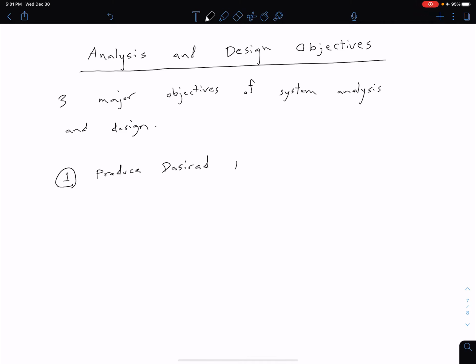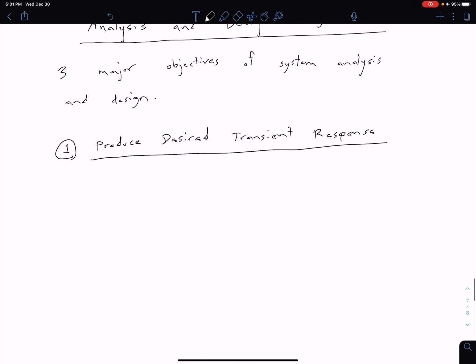So our first major objective is to produce the desired transient response. Of course, we've talked about this terminology a little bit: transient response and steady state response. Our transient response is what's going on in the time frame after we've selected and given our input to the system. And a long time after having received the input, that's when we would be considering steady state.